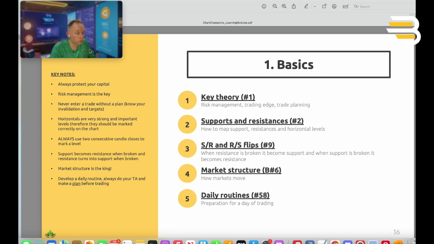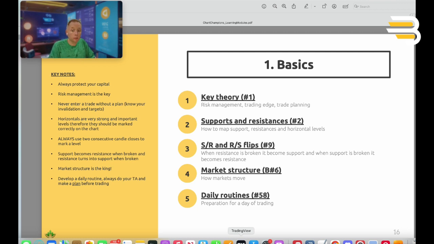Support becomes resistance when broken, and resistance turns into support when broken. And we can show you how to visualize this in a minute. Market structure is the king. Develop a daily routine, always do your TA, and make a plan before trading. We've talked about that. You'll probably get tired of hearing it. Make a plan before trading.